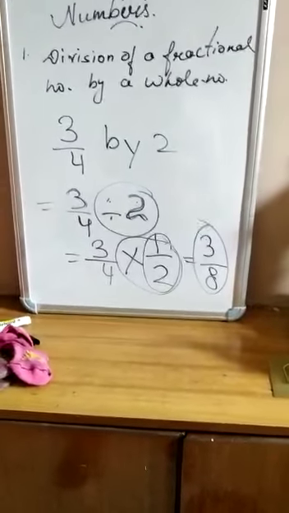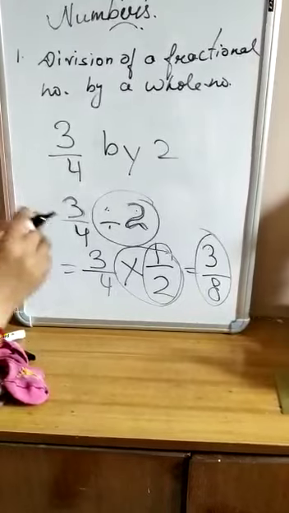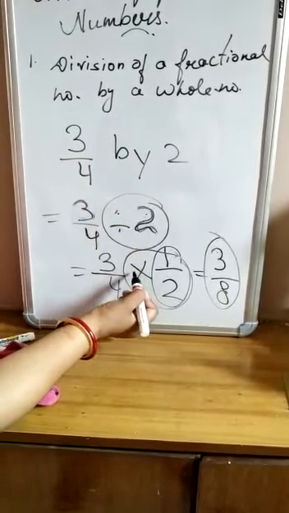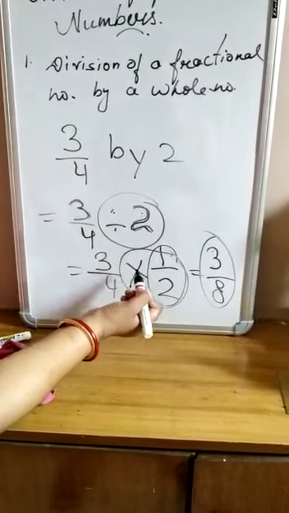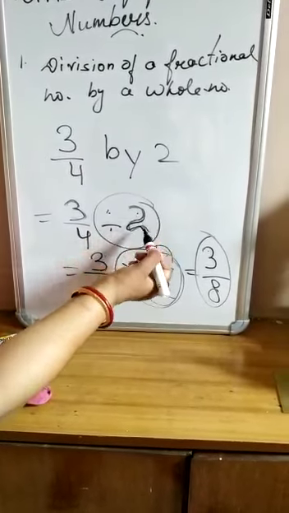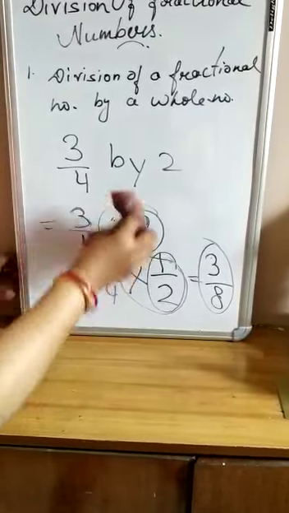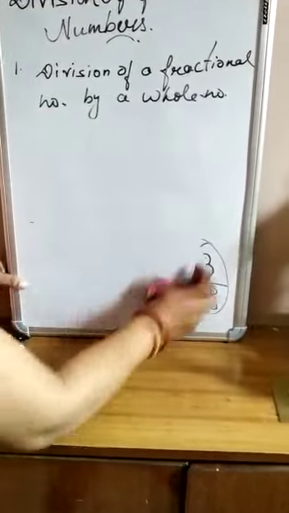So here all of you see. To divide, firstly change the division sign. Here I have changed the division sign to the multiplication sign and then multiply by the reciprocal of this divisor. Now I am going to explain it again with another example.